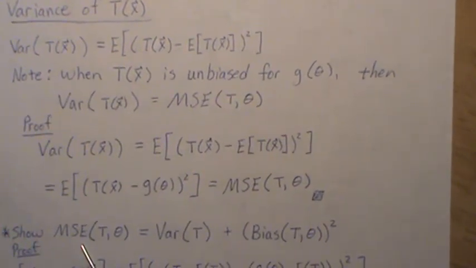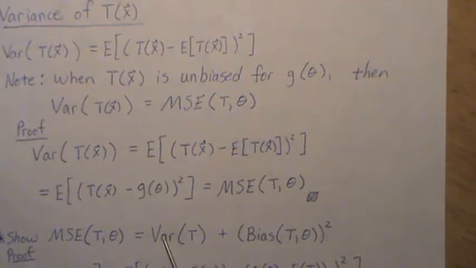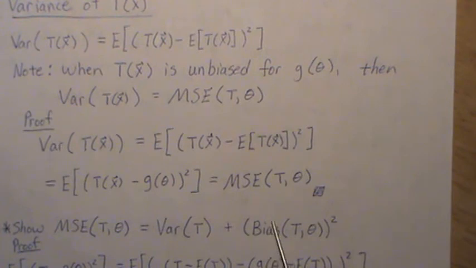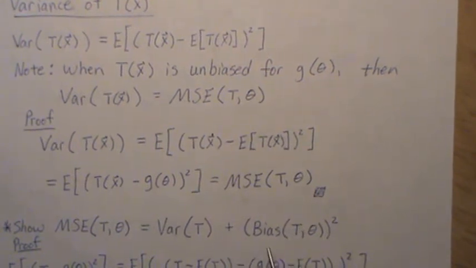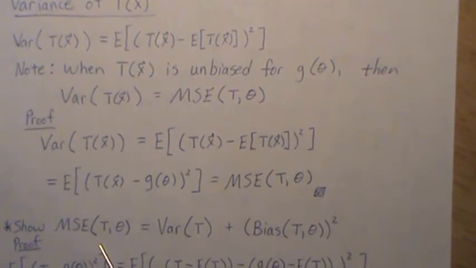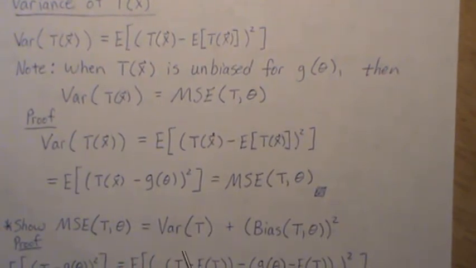So unbiased estimates have mean squared error equal to the variance. Now, the mean squared error can be shown to be the variance of our estimator plus the squared bias. And if it's unbiased, meaning the bias is 0, then the mean squared error equals the variance.